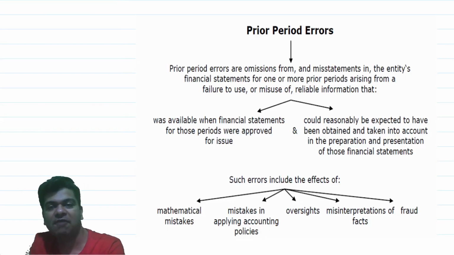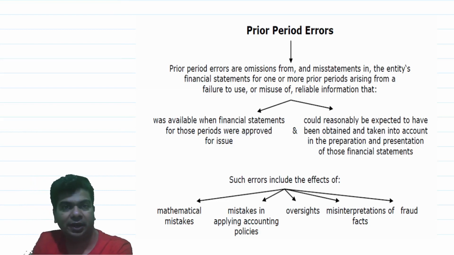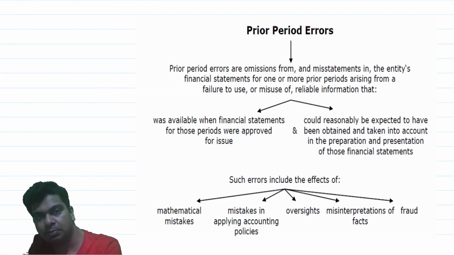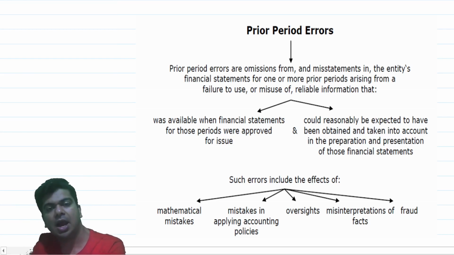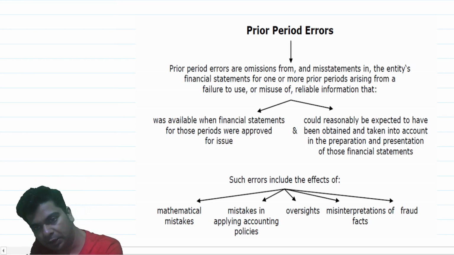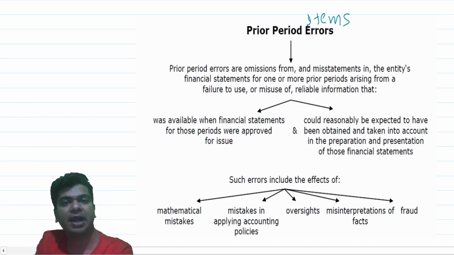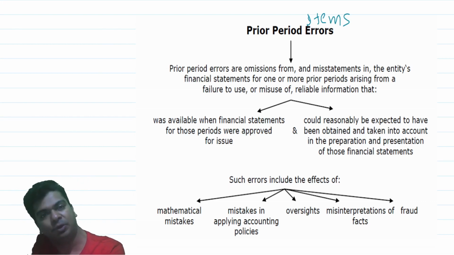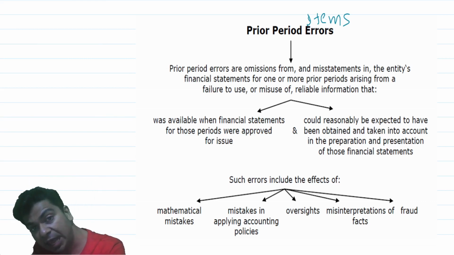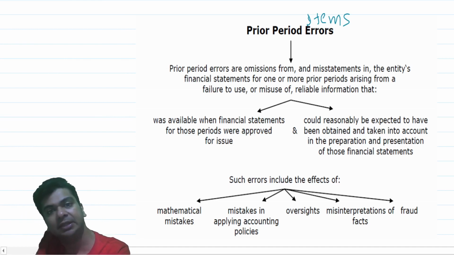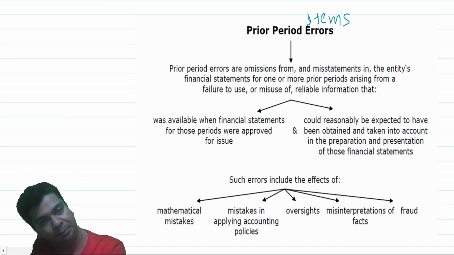Let us deal with the final segment of Ind AS 8, which is dealing with prior period errors. In our accounting standard 5, we understand this as prior period items, right? We use the term prior period items. Ind AS 8 is using the term prior period errors. The concept of prior period error and prior period item is actually the same. What we understand in accounting standard 5 is that prior period items are any error, any omission that you have committed in the past, which is detected in the current period, right?